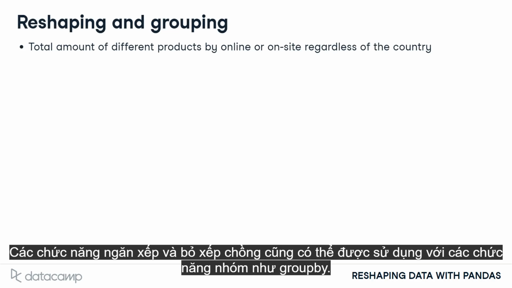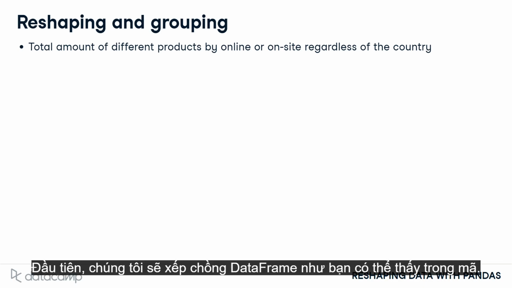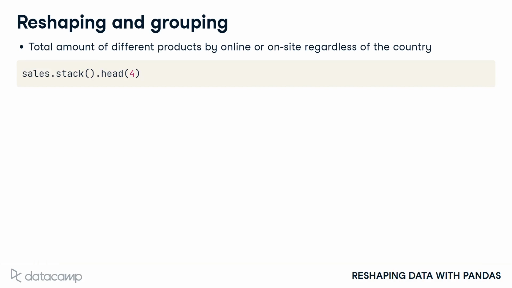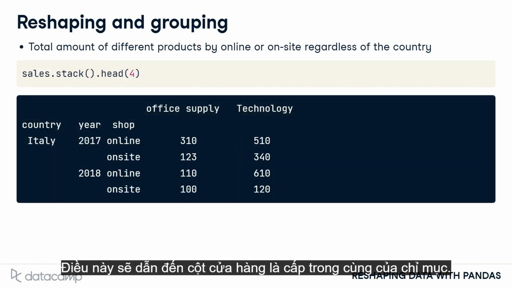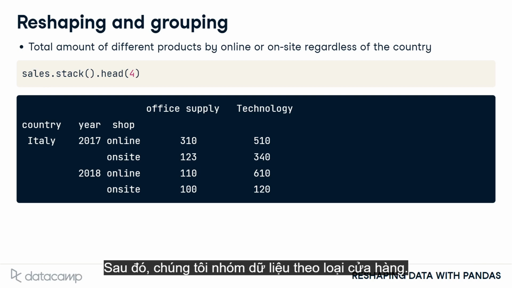The stack and unstack functions can also be used with grouping functions such as group by. We want the total amount of different products by online or on-site, regardless of the country. First, we will stack the data frame, as you can see in the code. This will result in the shop column being the innermost level of the index. You can observe it in the first 4 rows of the resulting data frame.